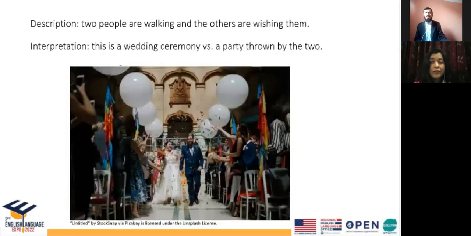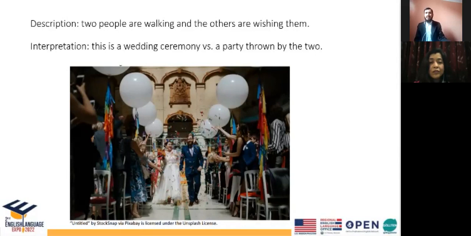Description remains the same. Now, when you go ahead and look at this picture, in this picture, we can see that two people are in a very good mood and they are walking between so many people and the other people are all wishing them. So this is the description. This description will remain the same. However, their interpretation also varies.